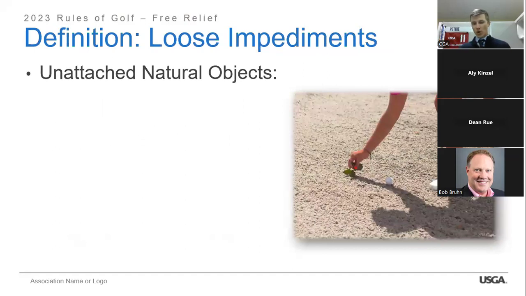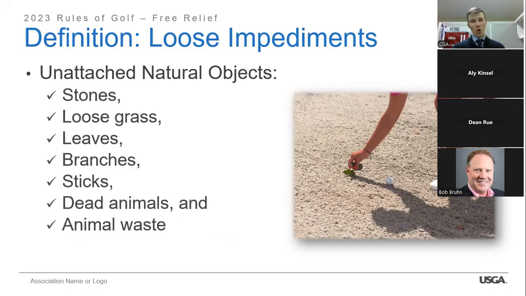So, diving right in. As definitions go, this is a pretty straightforward one. Three words: unattached natural objects. Now, anything that could be stones, grass, leaves, branches, anything that fits that definition. And we'll touch on some exceptions, but anything that fits that could be considered a loose impediment.